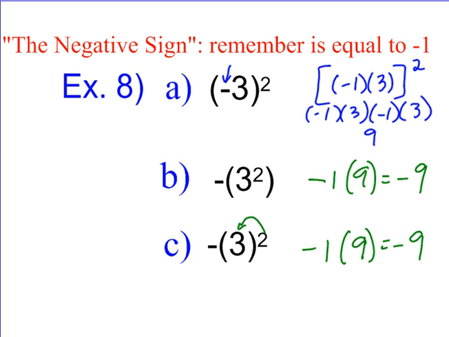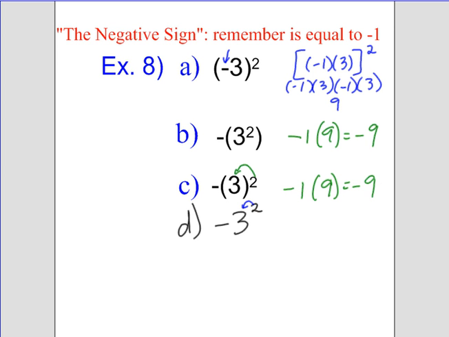One more to look at. I didn't have it on here, but let me add it. What if it just looked like this? Well, here again, this power of 2, this exponent of 2 is being attached only to 3. This is a negative 1. So when we look at this, we are looking at negative 1 times 2 3's. Again, staying negative would give us negative 9. So it's real important to kind of notice what's going on with the negatives, where they're located, so that we can treat them appropriately.